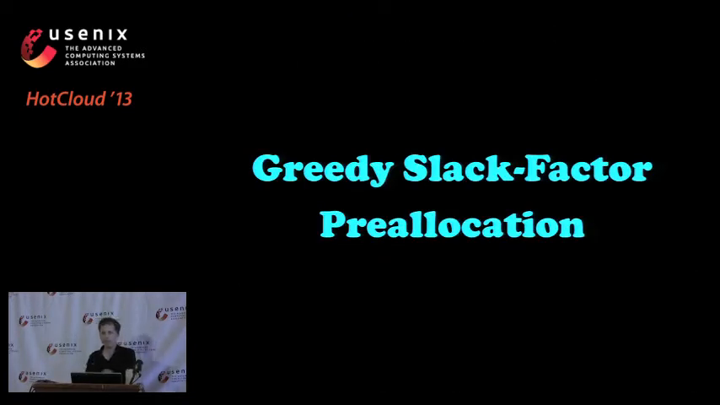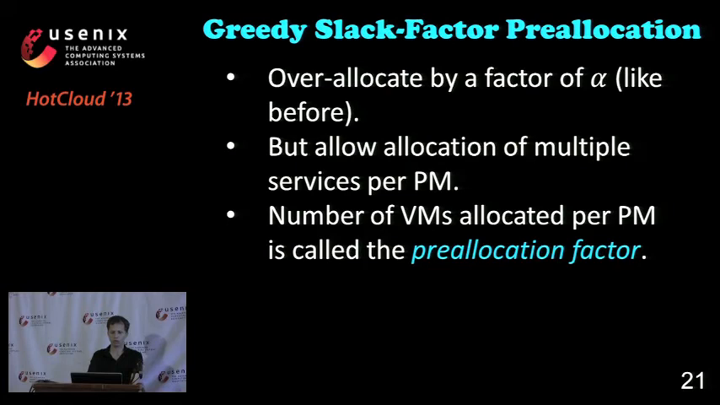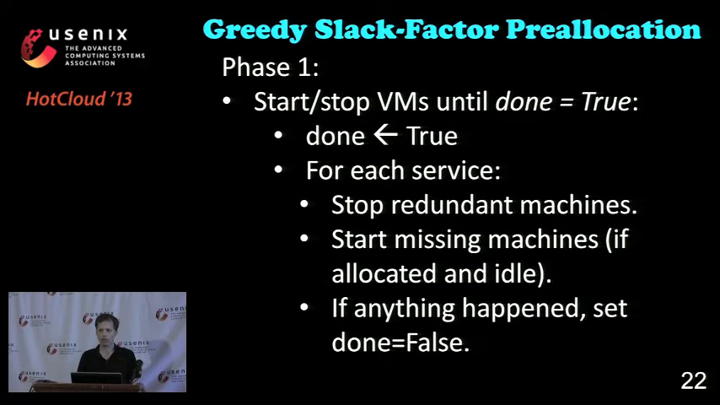Now, in this preliminary work, we're going to use a greedy slack factor preallocation, which is, again, fairly straightforward. So we, again, over-allocate by a factor of alpha. Like before, same approach, only this time, this alpha can be multiplexed. So you have several machines holding together different VMs. We call the number of VMs on every PM the pre-allocation factor. So a pre-allocation factor of 2 means you can have 2 VMs on every physical machine.